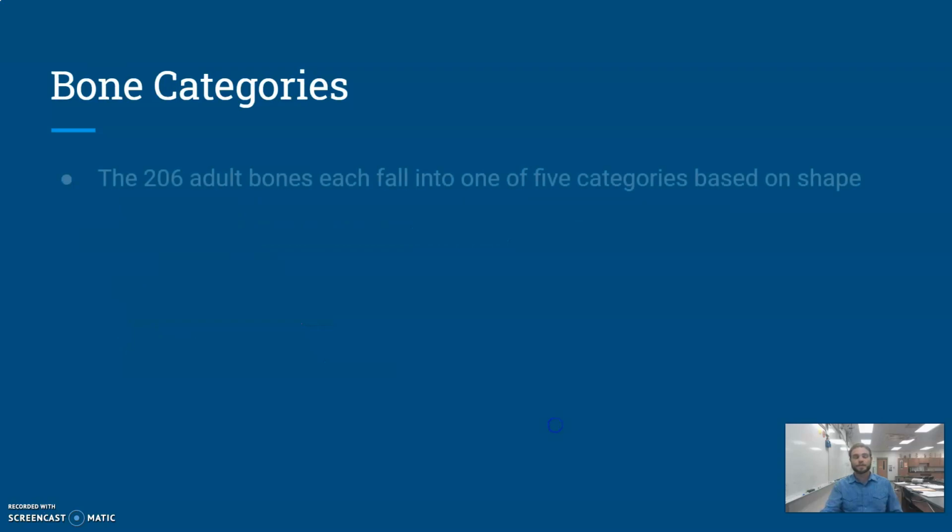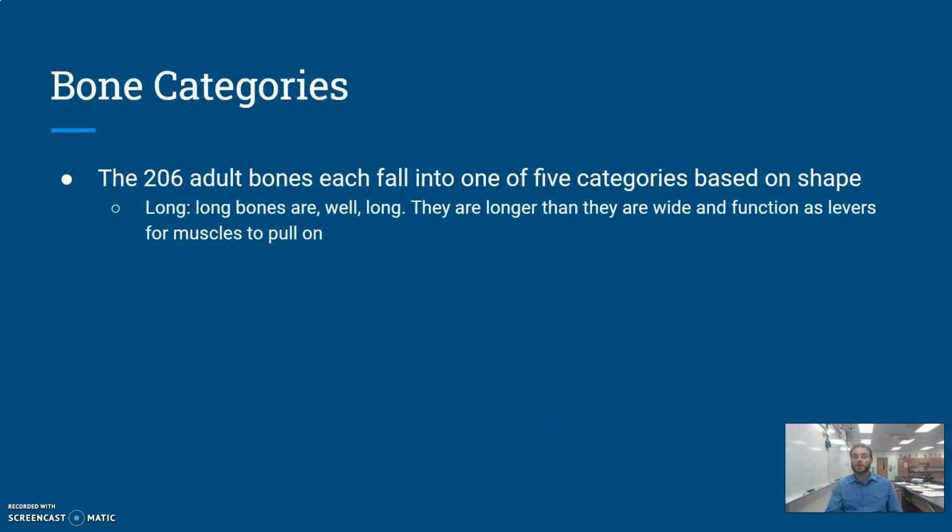So the adult human body has about 206 bones, and we say about because there's one type of bone that we'll see here that the number varies according to individual. But each of them fall into 5 categories based on their shape. First are going to be your long bones. These are bones that are going to have kind of a tube-like structure. They're going to be fairly long and fairly narrow. And they're primarily going to be used as levers for your muscles to pull on.